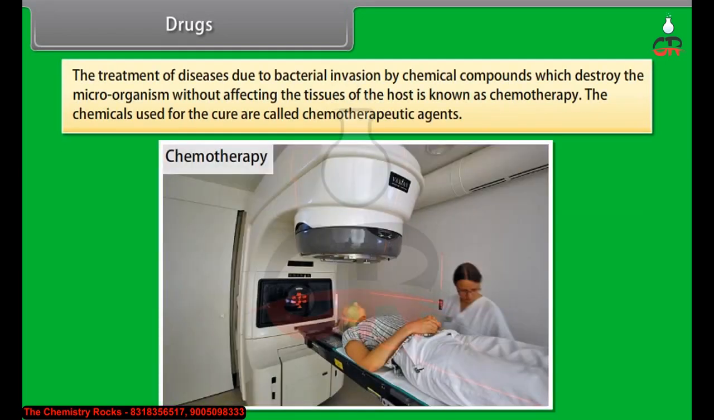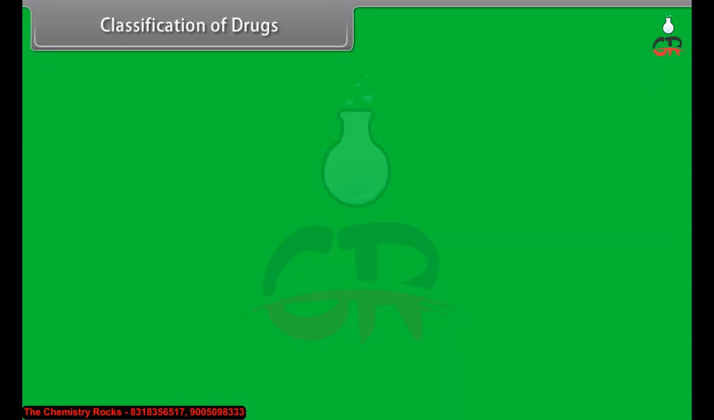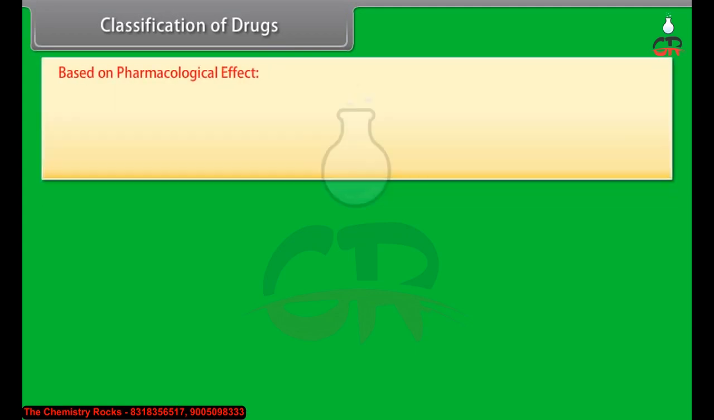The treatment of diseases due to bacterial invasion by chemical compounds, which destroy the microorganisms without affecting the tissues of the host, is known as chemotherapy. The chemicals used for the cure are called chemotherapeutic agents. Classification of drugs. Drugs can be classified in several ways. Based on pharmacological effect. Drugs are classified on the basis of their physiological effect on our body.